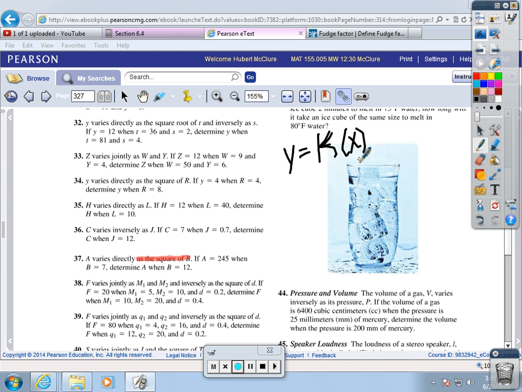Now there's only one thing different about this, and that is it says A varies directly as the square of B. Well, B squared. Remember to reverse it. B squared. So Y is equal.